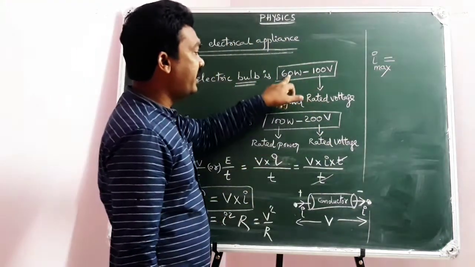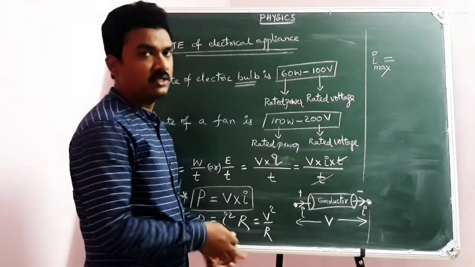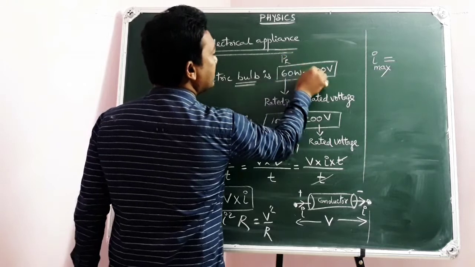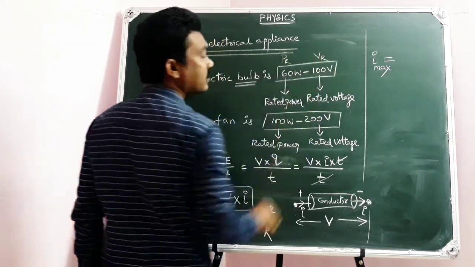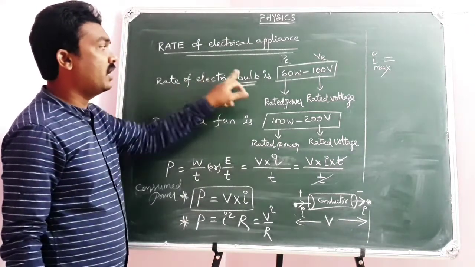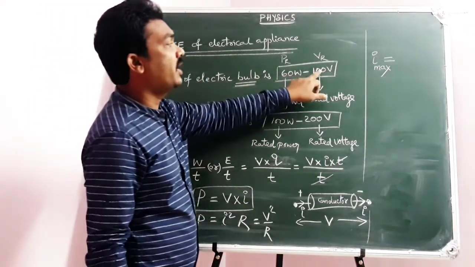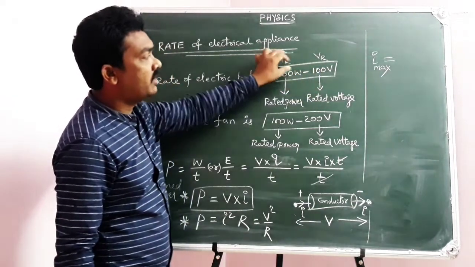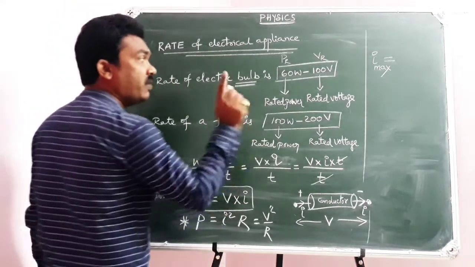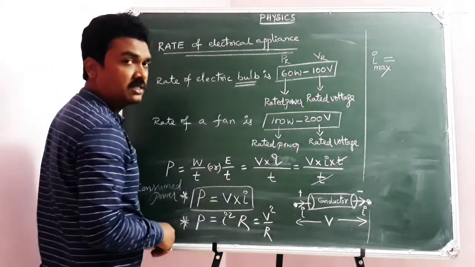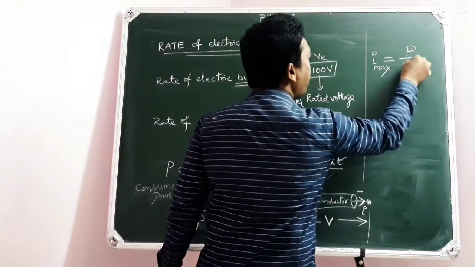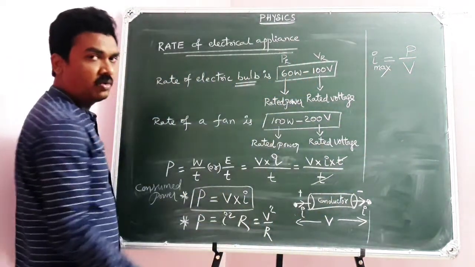If P is the rated power, V is the rated voltage. See here, this is P, rated power, and this is V, rated voltage, which can be mentioned as the rate of an electrical appliance, 60 watt at 100 volt. This is called rated power, this is called rated voltage. Then the maximum safe current through that electrical appliance is I equal to P by V, because you know P equal to V into I, you know.